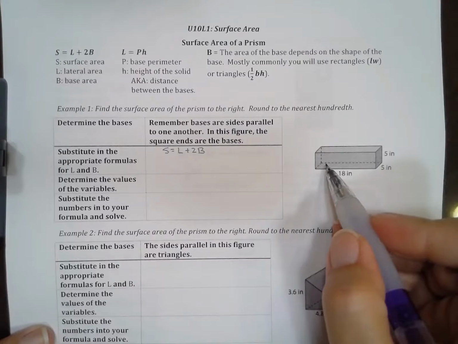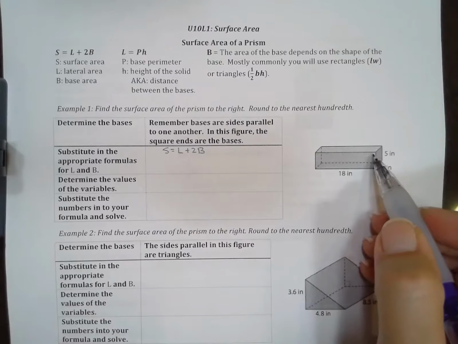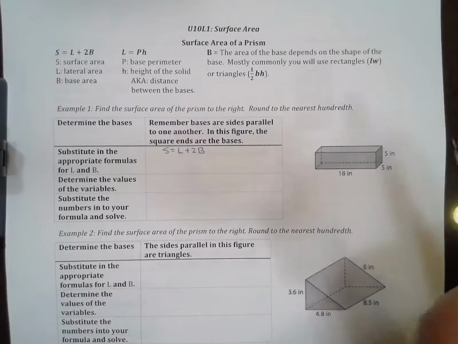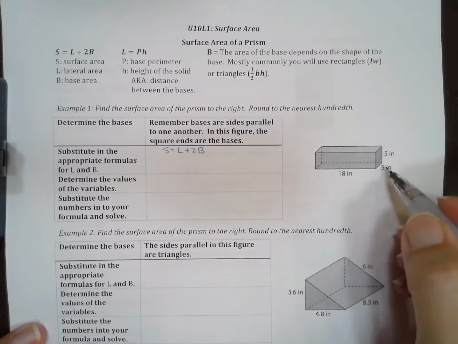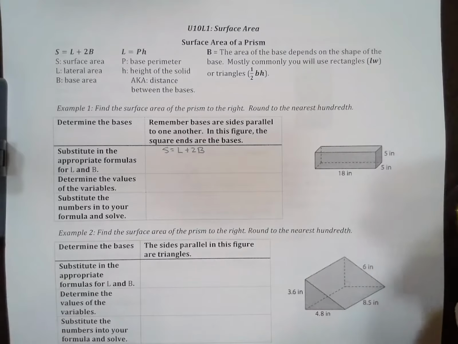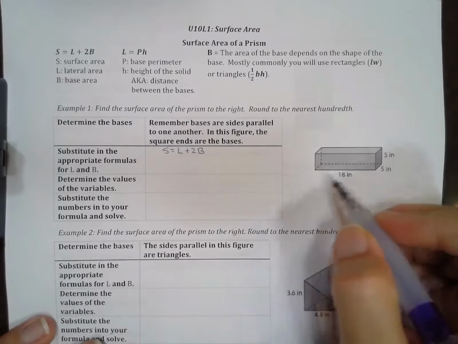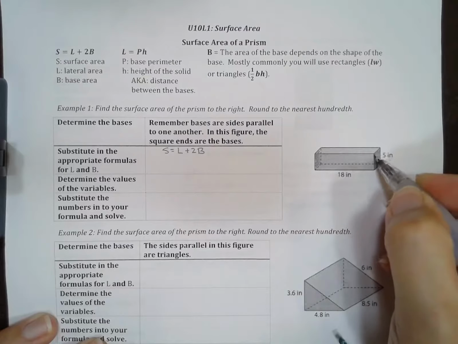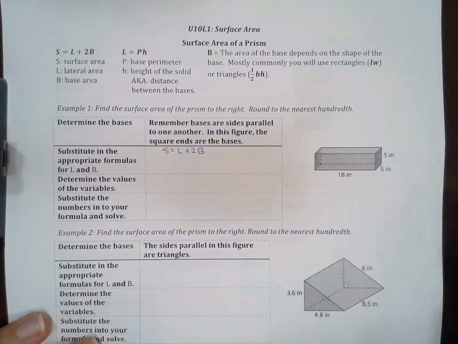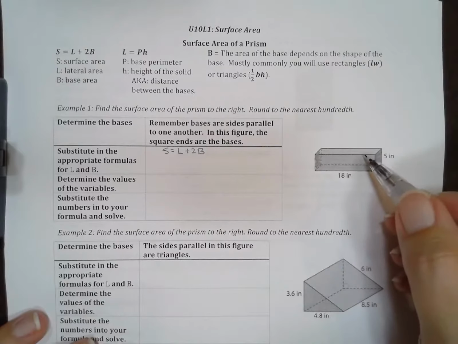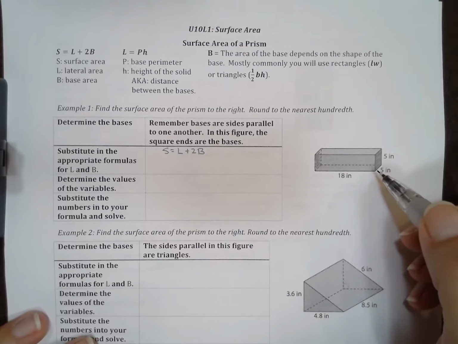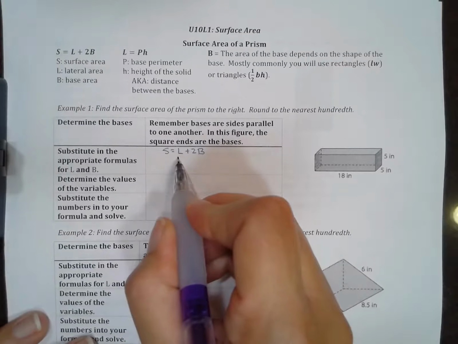But you could use the top and the bottom as your bases, but I like to use the things with the smallest numbers if I can, because I'm going to need to use these numbers more than once. And so if I can keep those numbers small, it makes my life a little bit easier. So I identify the bases of this figure as the two squares on the end. So that means the lateral area are all the faces that wrap around the figure and connect those two bases to one another. So we have to calculate that lateral area.